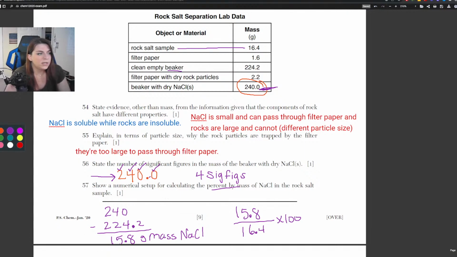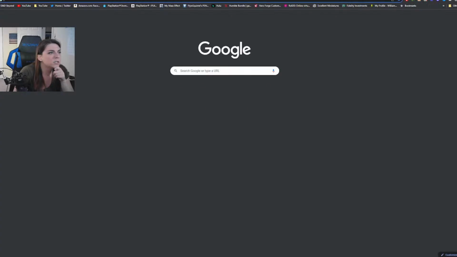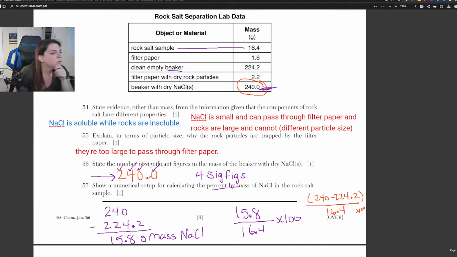You, I'm sure, could also set it up where you do the 240 minus the 224.2 divided by the 16.4, but the top has to go in parentheses. And then you would multiply that by 100. I am going to go check out the answer key for this, though, because I am curious what they have written.